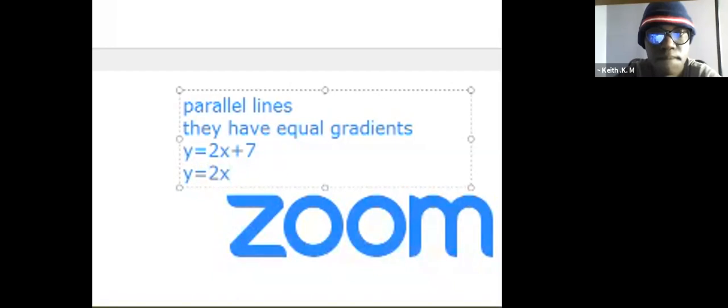Equal gradients. For example, y is equal to 2x plus 7, and we can have y is equal to 2x minus 20. Let me write minus 20.